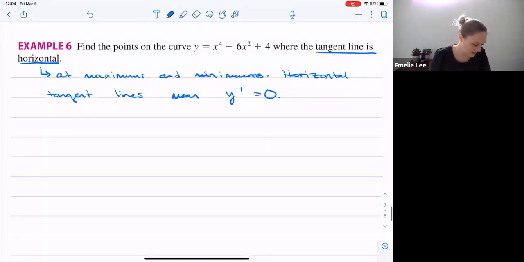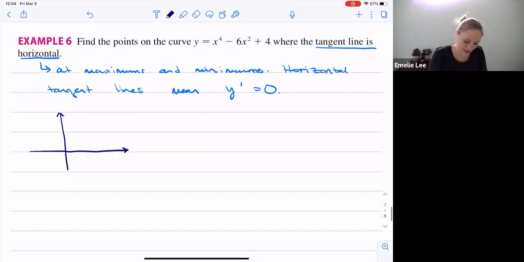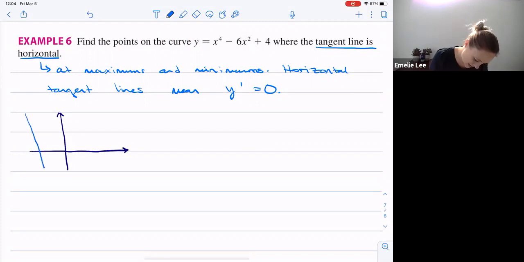So let's see here. I'm not going to graph it in Desmos because it'll kind of give it away. Oh, I guess I should switch to my normal color here. But this graph, because it'll give us the maximums and the minimums, I don't want to do that quite yet. But this graph basically ends up looking like a W.